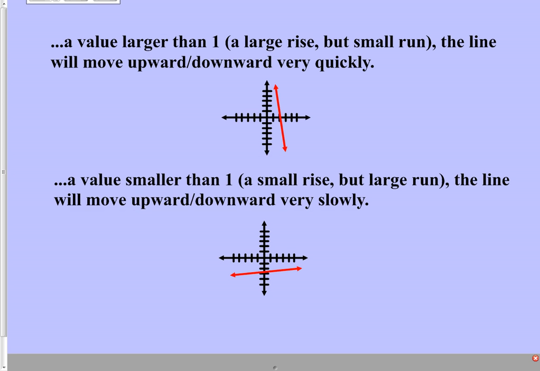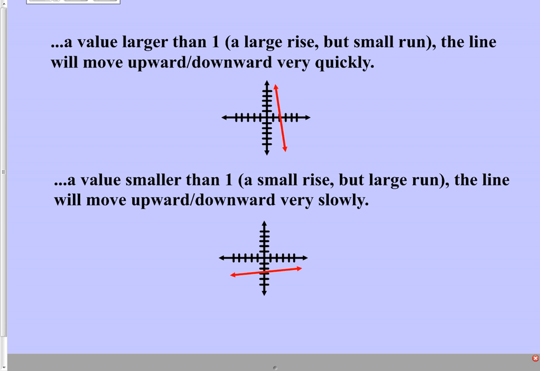Okay, 1 is the parent function value for slope. So as we adjust from one direction or the other, our graph is going to change. If you're looking at a value that is larger than 1, what that means is your rise is moving faster than your run. Your numerator is bigger than your denominator. That's going to cause the graph to go to infinity or negative infinity faster than it should have. So we're going to be looking at a steeper line.